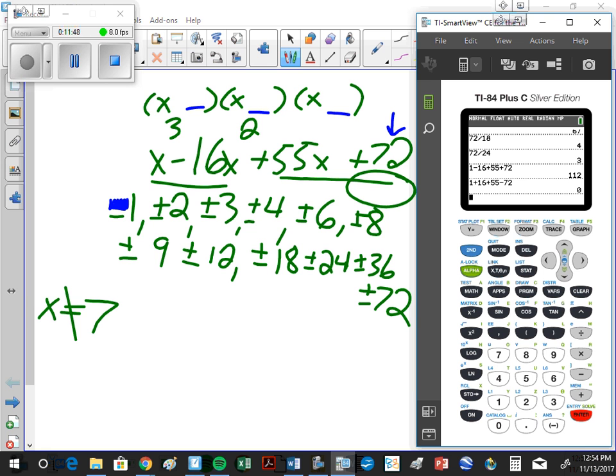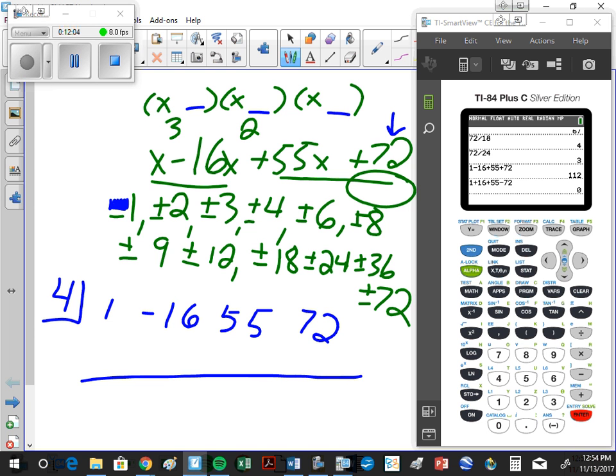Okay. What if negative 1 doesn't work? We just start guessing. So we do synthetic division, and we try, say, 4. 1, negative 16, 55, 72. And it's going to be pretty obvious if it's going to work, or at least be close. So let's see what happens when we do this. 4, negative 12, negative 48, and that's 7. So 28. 4 did not work, so we could cross that off.